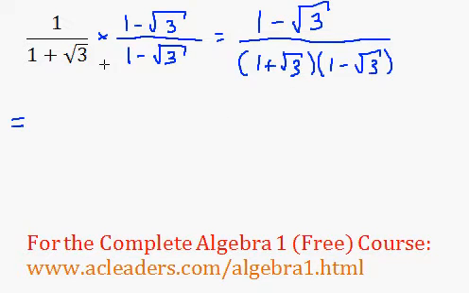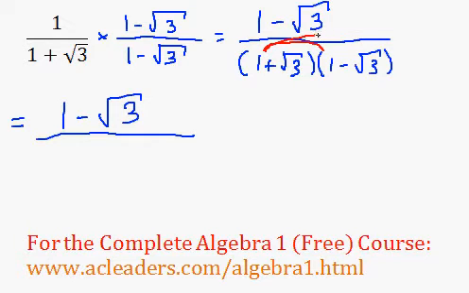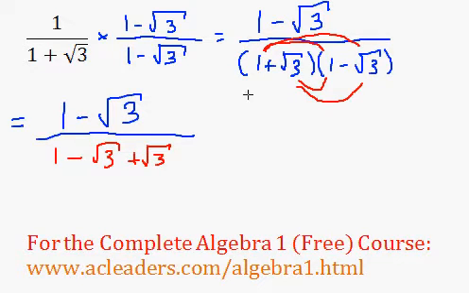Okay, so let's continue. I'll just copy the numerator again. And down at the bottom, we need to FOIL. So first, outside, inside, last. So 1 times 1, 1. 1 times negative root 3, negative root 3. Root 3 times 1 is just plus root 3. And root 3 times the negative root 3 is just negative 3.